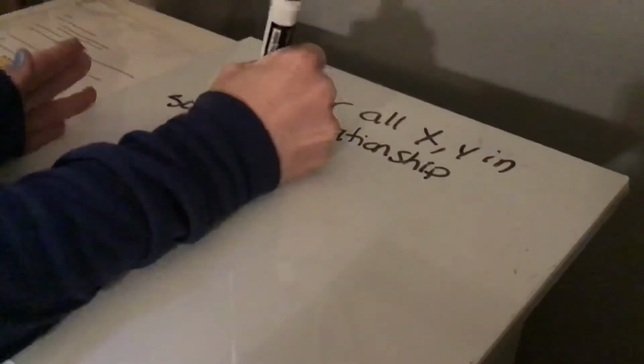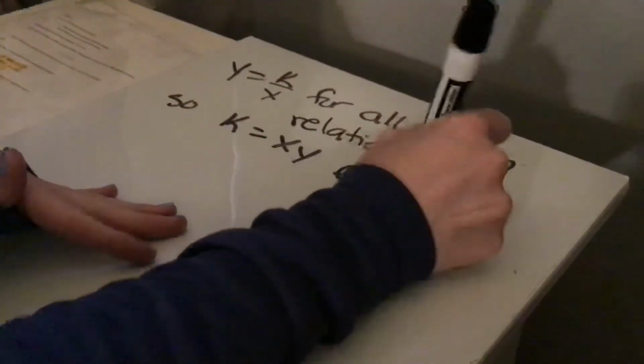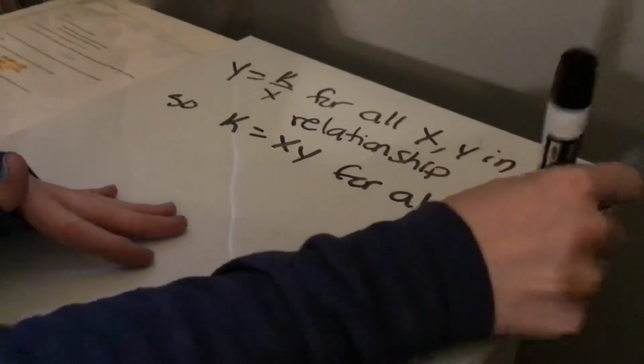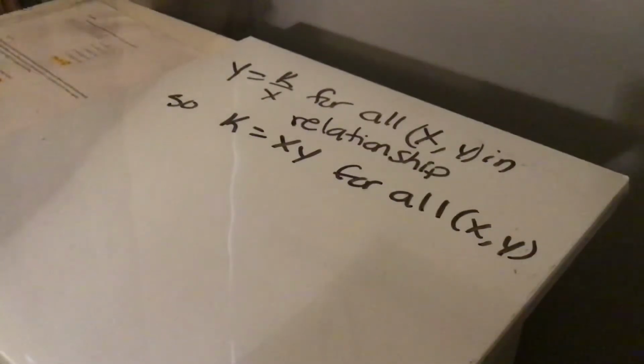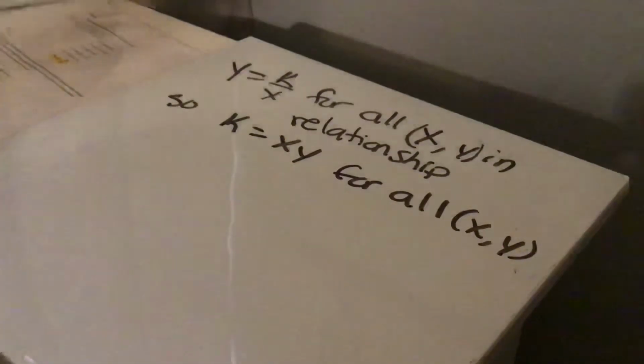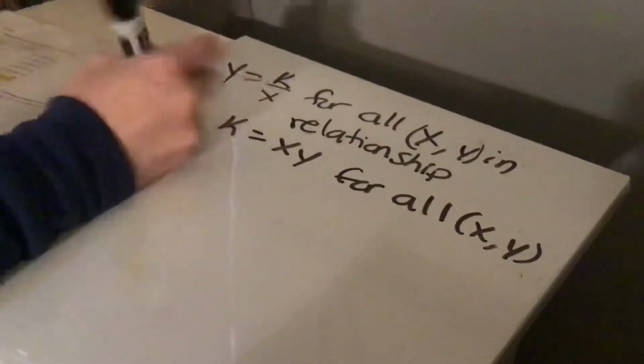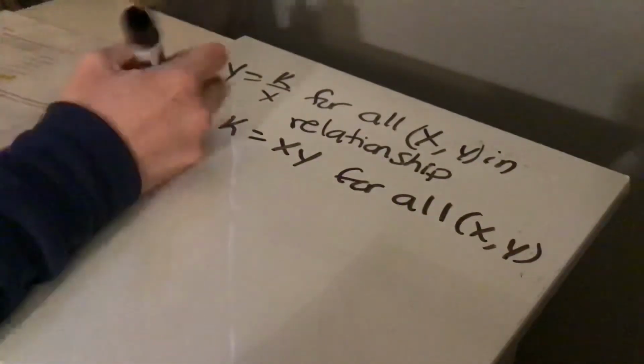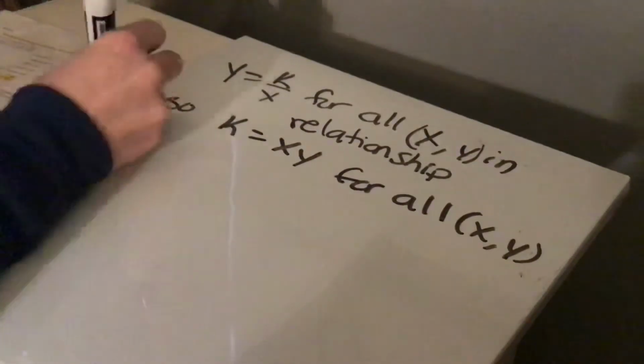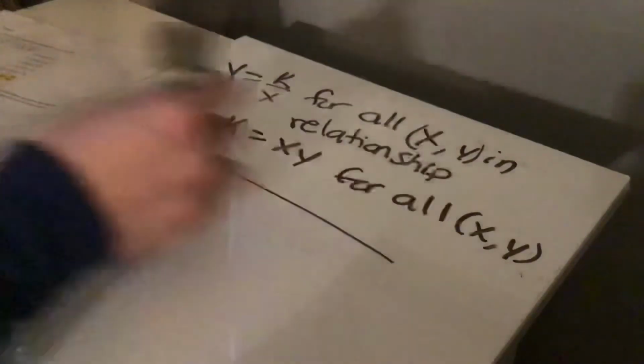So k will equal x times y for all x, y. Okay, so you can use that to tell if data is an inverse relationship. Looking at the example, you have values for w and for h. So we want to know if these are an inverse relationship.